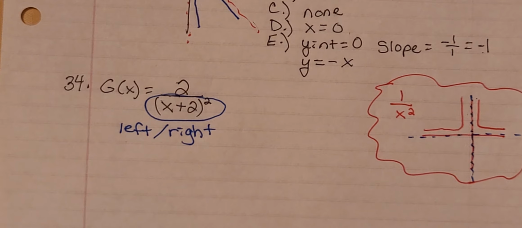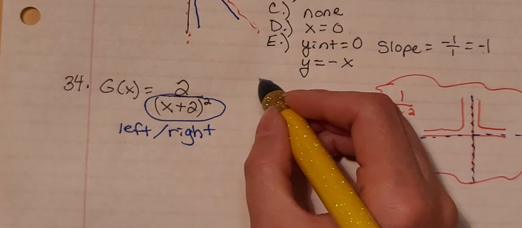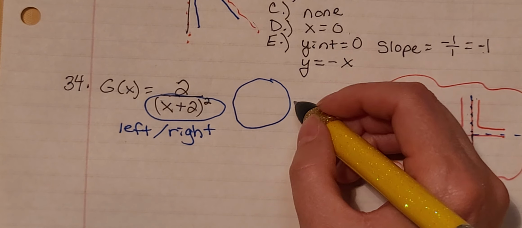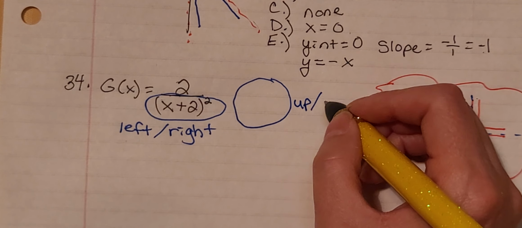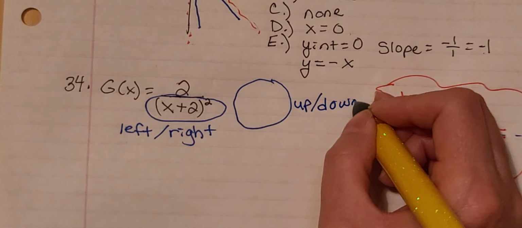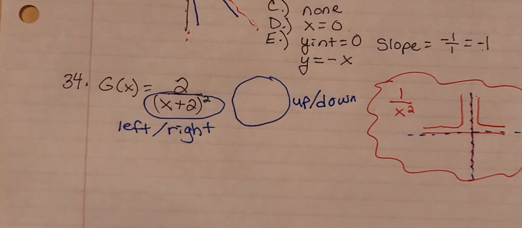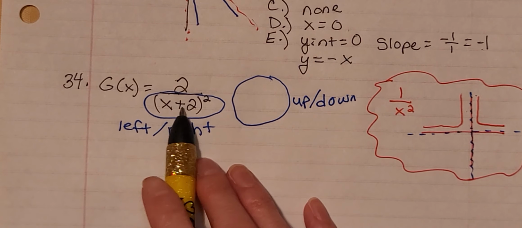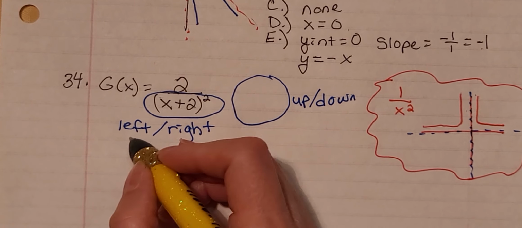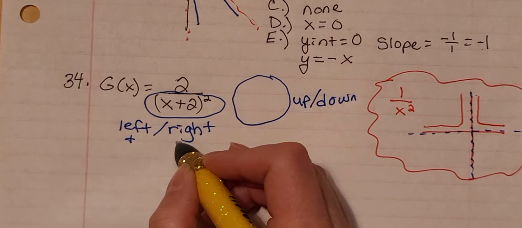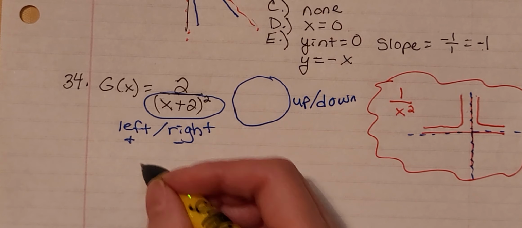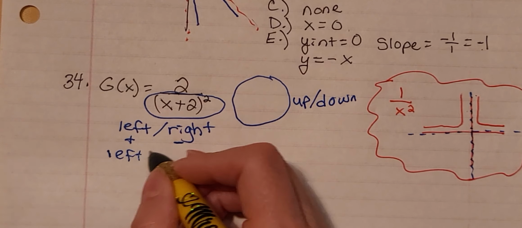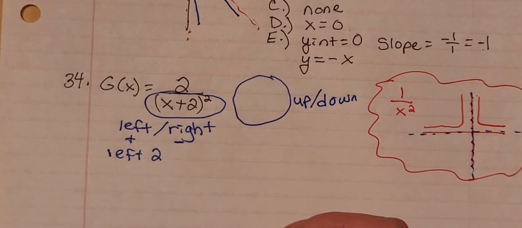Okay. And then if I had anything over here, that would do up and down. There's nothing over here, so up and down would be 0 in this specific case. All right, so since this is a positive and it's in parentheses, you're going to go left. If it was a negative right there, then we would go right. So in this specific case, we are going to go left 2.